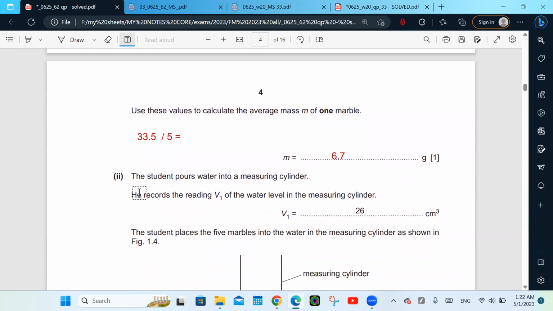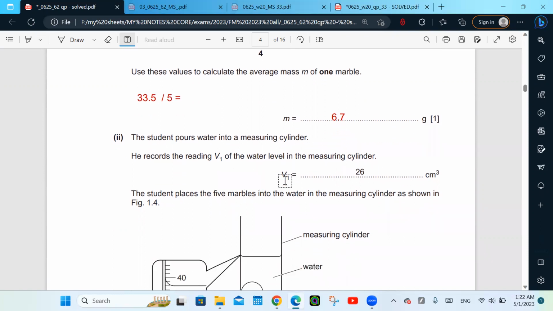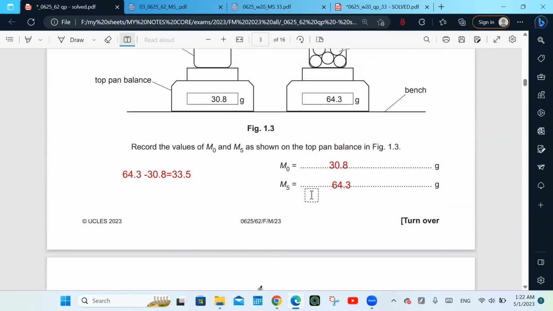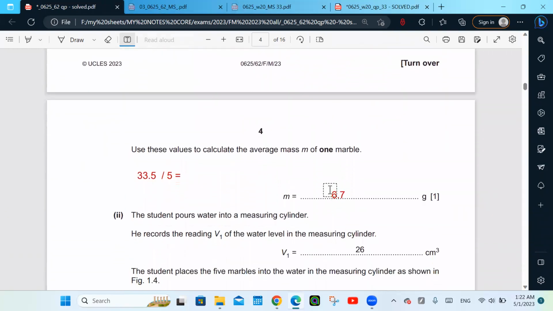Okay, question double I here. The student pours water into a measuring cylinder, and he records the reading of the volume of the water level in the measuring cylinder. So the first volume is equal to 26. The second step, we measure the mass of the marbles. So the mass here is equal to 6.7 grams. This is the mass of the one marble. Highlight it and leave it.